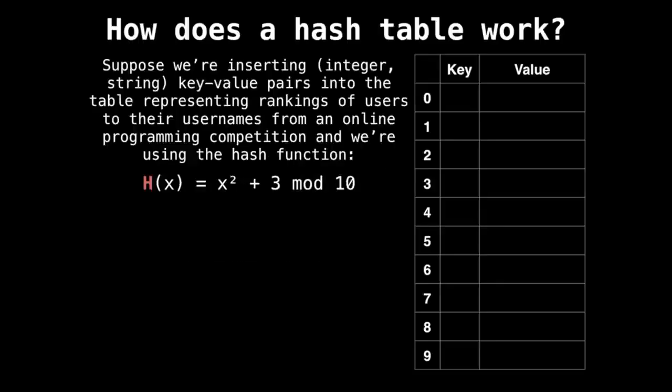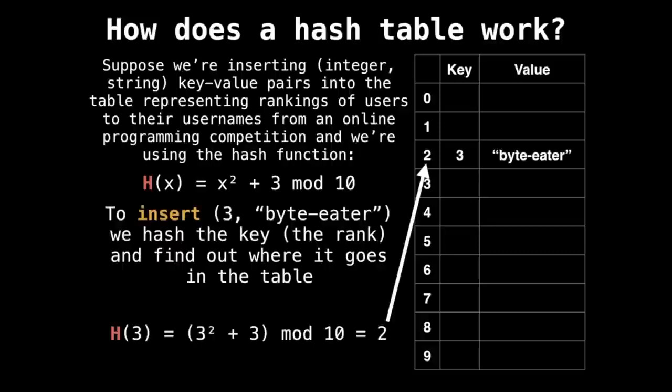So suppose we're going to be inserting integer string key value pairs into the table that are going to represent rankings of users to their usernames, say in an online programming competition. And this is the arbitrary hash function that we chose, x squared plus 3 mod 10. All right, let's get started.